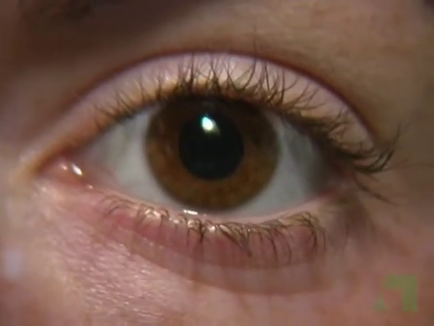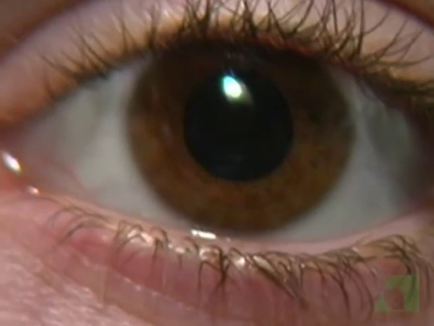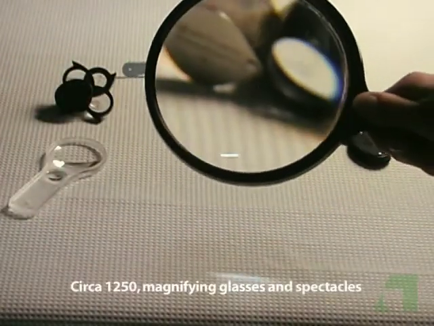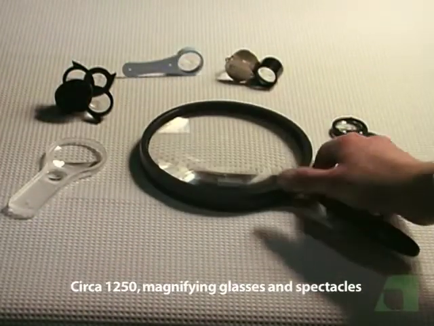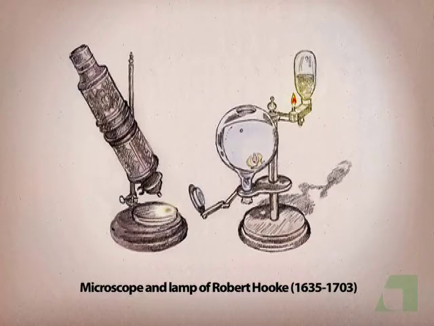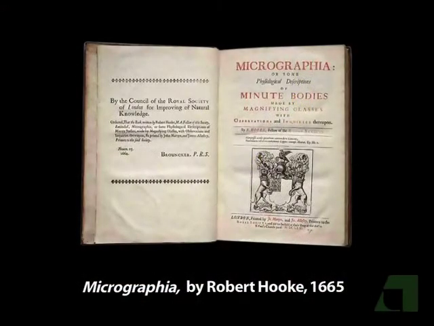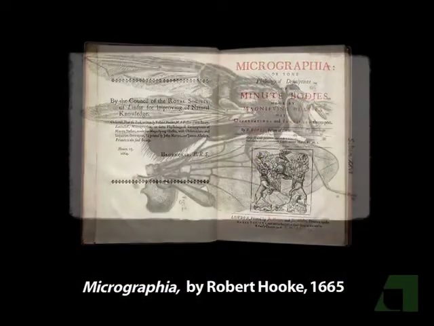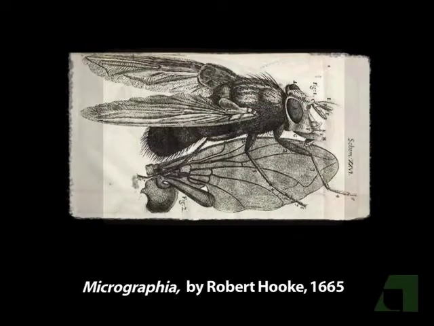The history of microscopes dates back a long time. By 1250, magnifying glasses and spectacles had been invented. About 1595, Zacharias Janssen, with the help of his father Hans, probably produced the first compound microscope. In the 1600s, Robert Hooke used this microscope. In 1665, he published a book that showed the world organisms and details that had never been seen before.